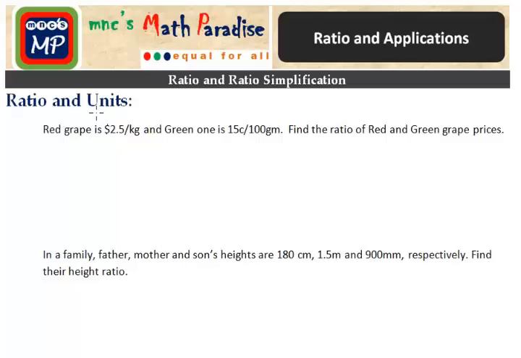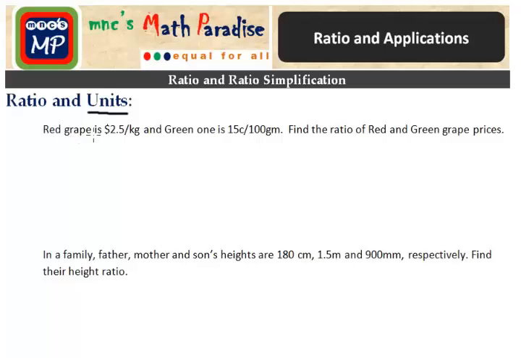When we represent a ratio among two or more quantities, the units of those quantities are very important. We can only represent a ratio among two or more quantities if their units are the same. If we are given some quantities whose units are not the same, we need to convert them into the same units. Let us explain these things with two examples.